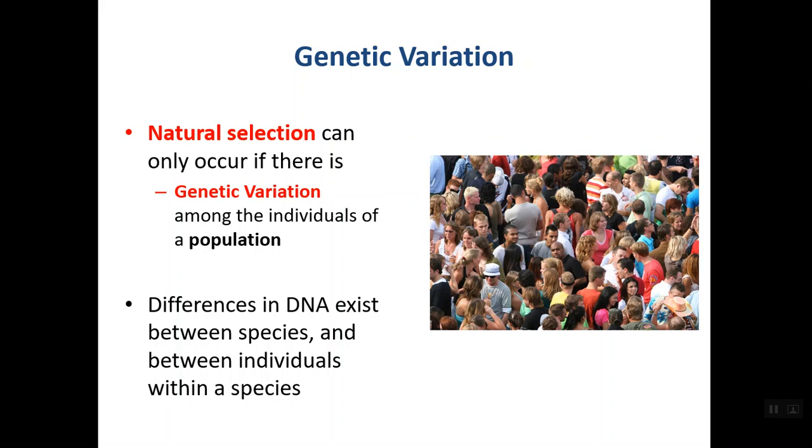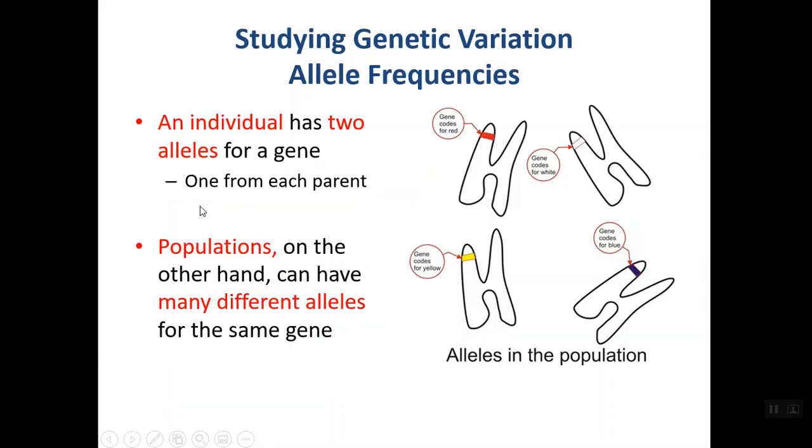Therefore, if there wasn't genetic variation, there would be no natural selection or no evolution. So differences in DNA exist in individuals within a species. We're all different, and those differences are the base of evolution of a species, change over time. Now, what we're going to understand today is how allele frequencies behave in populations.